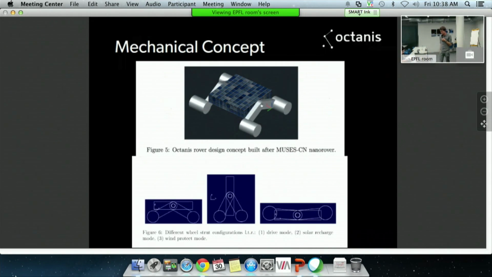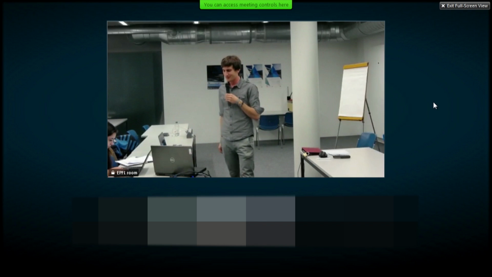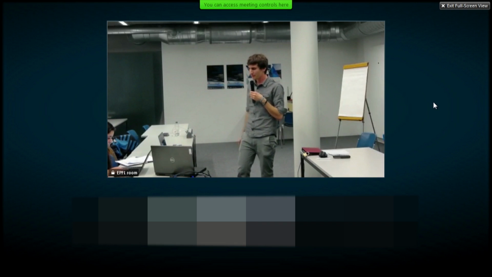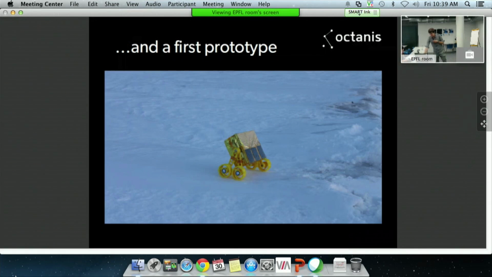We also thought about the mechanics, of course. This design is inspired from a NASA project that was in the end abandoned because it was too high in cost, but this nano rover for asteroids had the same structure: two struts that allow you to flip the rover entirely around if it gets flipped by the wind, and also put it more flat or align it to the sun so that it gets the maximum of the energy. And that's what we had, and we went out with our first prototype.